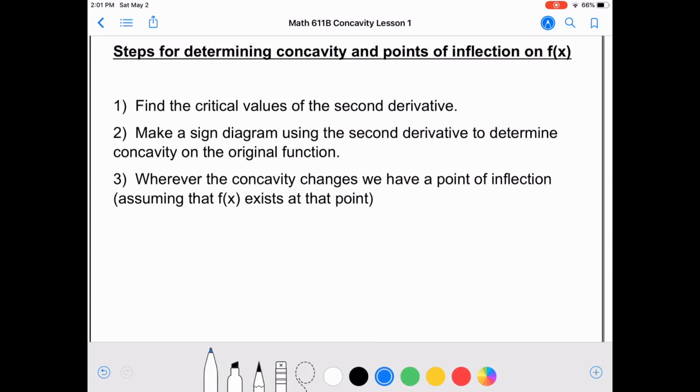If I wanted to make a set of steps for determining concavity and points of inflection on some function, I think these would be reasonable ones. Number 1, you're going to find the critical values of the second derivative. So that means values that make the second derivative either 0 or undefined. You're going to make a sign diagram using the second derivative to determine concavity on the original function, and then you'll just look at that to see where concavity changes. If concavity changes, we have a point of inflection, and that's all assuming that the original curve actually exists at that point, that it's not some sort of vertical asymptote or something.